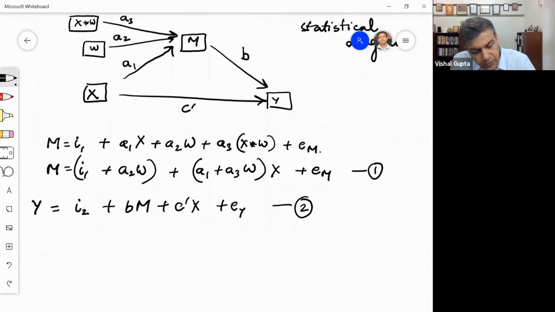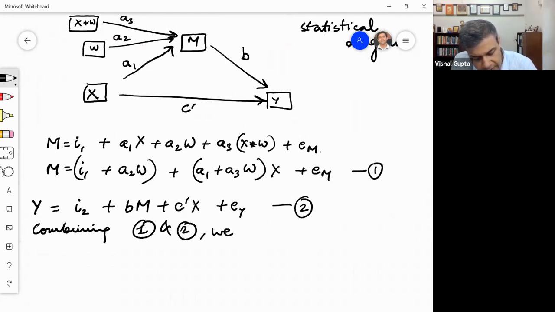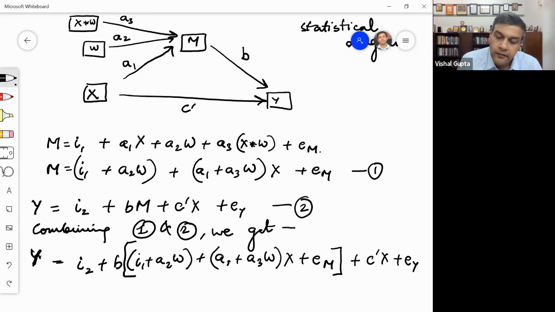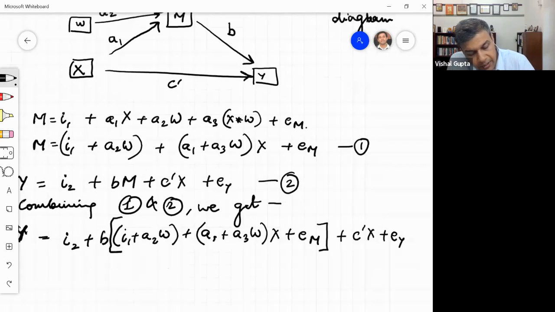Now, if I combine these two equations, what do I get? Combining 1 and 2, I substitute M in Y, so Y is equal to I2 plus B multiplied with the whole of M, which is I1 plus A2W plus (A1 plus A3W) times X plus E of M, plus C dash X plus E of Y. So what do you get if you expand this equation?